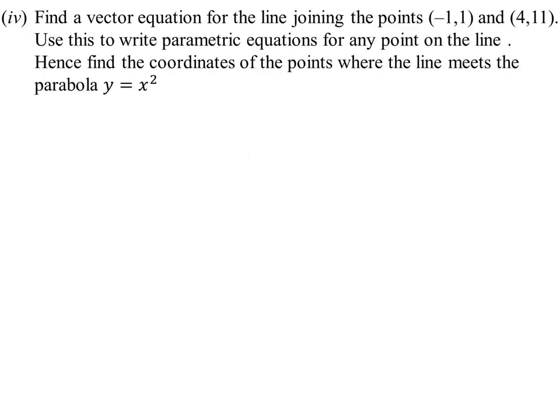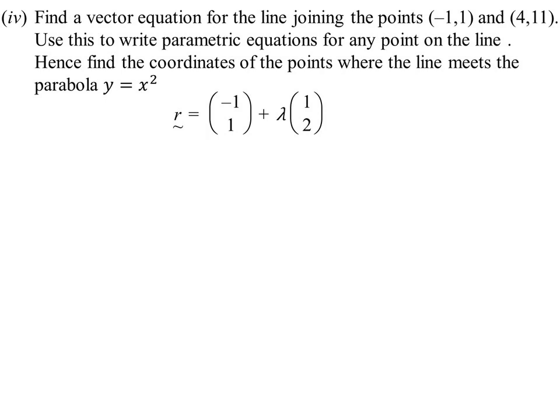Find the vector equation for the line joining these two points. Once we've done that, we're going to write parametrics for any point on the line, and then we're going to find where the line meets the parabola y equals x squared. Well, they've given me two points. I chose minus 1, 1. I could have just as easily picked 4, 11, doesn't matter. And the slope between those two, when we use our slope formula, turns out to be 2. So the direction vector 1, 2 times some multiple.